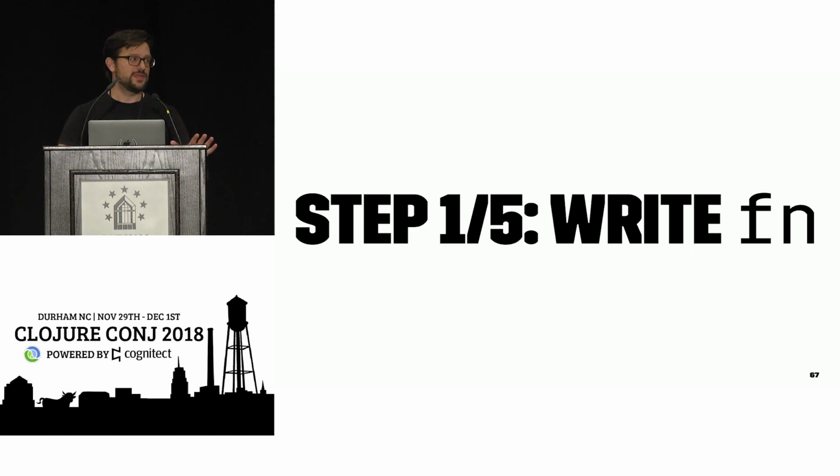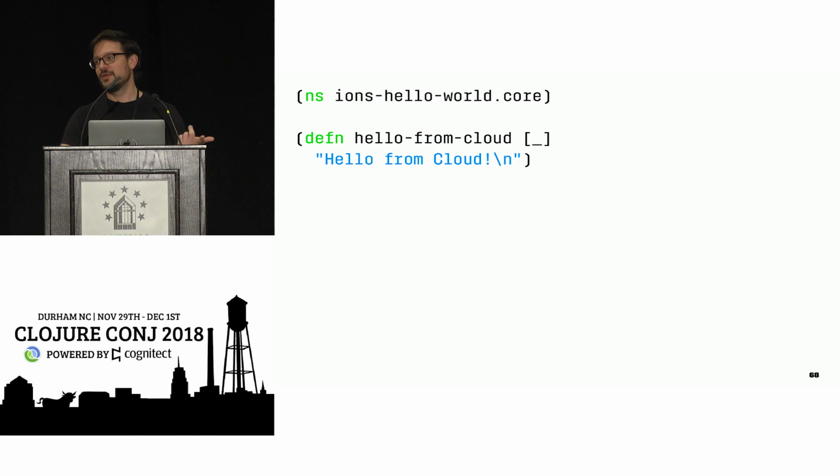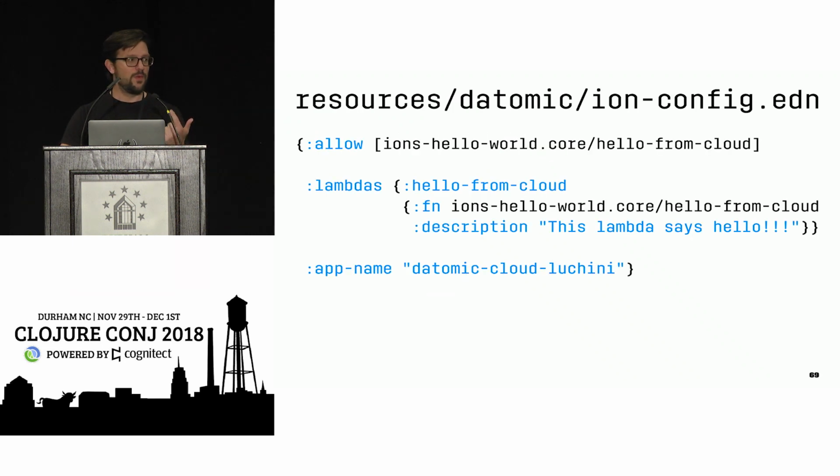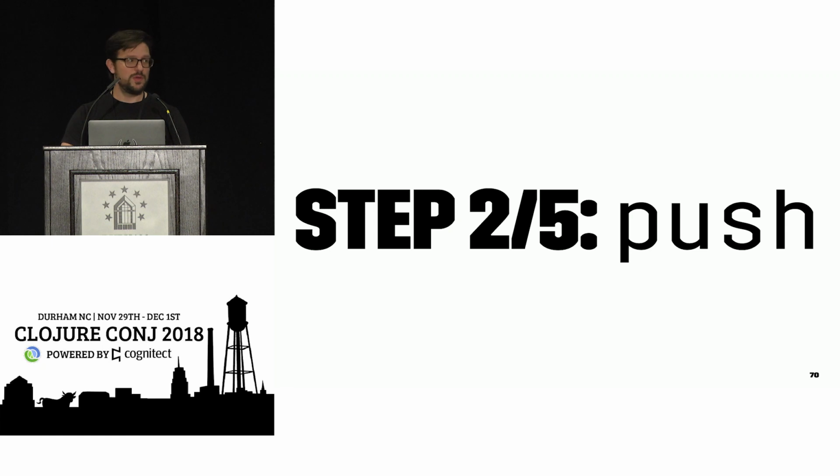But how does it work in 5 steps? Very quickly. First, write your function. And it's that simple, right? It's just a simple function. The way Datomic Ions actually work, you have this Datomic Ion config, which is searched on the classpath. It is an EDN file where you describe that you want to expose that one function that I call hello from cloud. You want to expose that through a Lambda proxy, and then you're good to go on this step 1. Step 2, you're going to push this online.